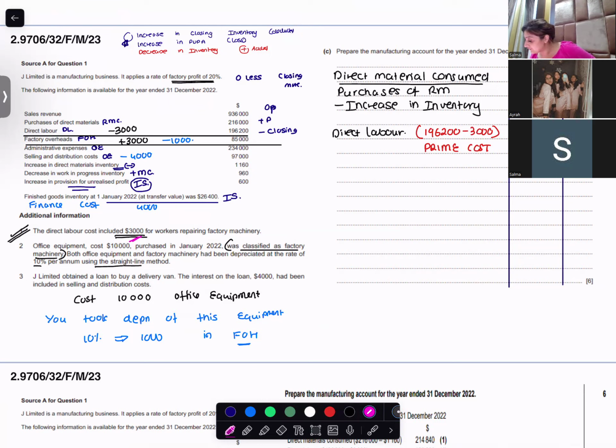So 408,040 is the prime cost. Add factory overheads: 85,000 plus 3,000 minus 1,000. This is what cost? Manufacturing cost.